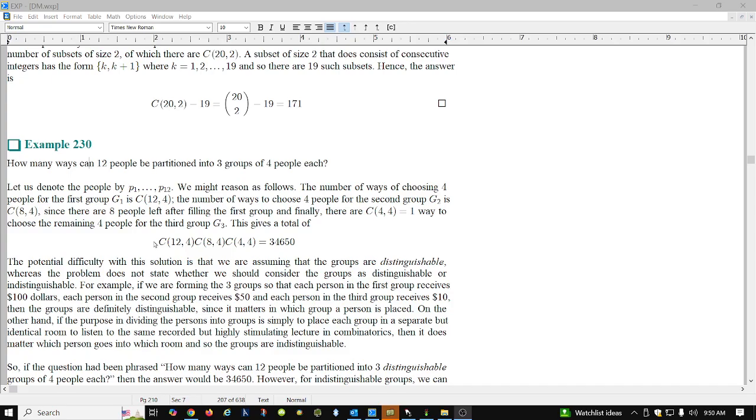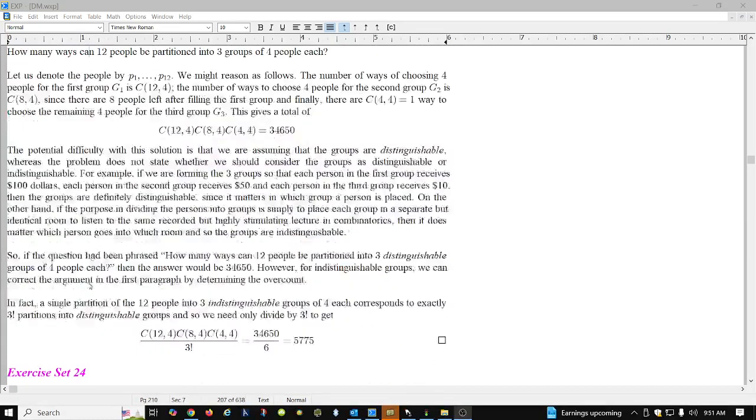On the other hand, if the purpose of dividing the people into groups is simply to place each group in a separate but identical room, to listen to the same recorded but highly stimulating lecture in combinatorics, then it doesn't matter which person goes into which room. In a sense, the groups are indistinguishable. Okay. So there's a difference here in counting.